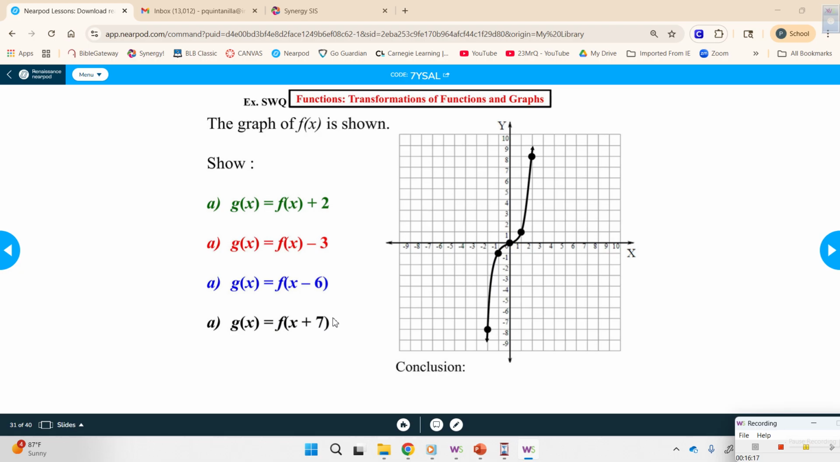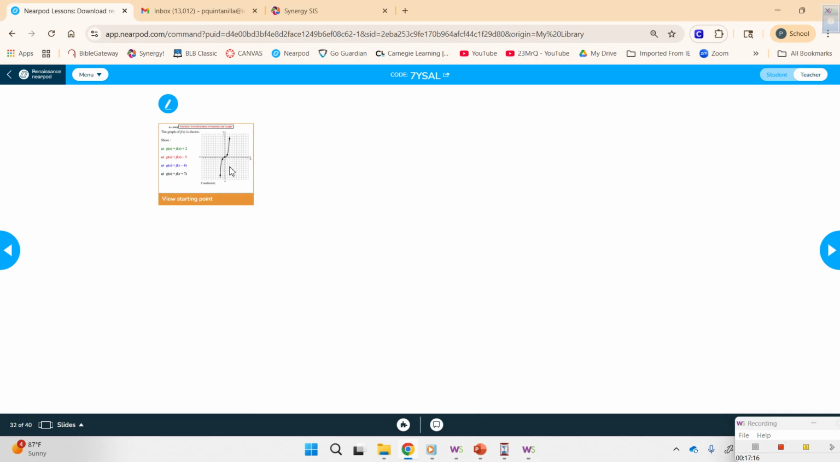So before you show me on the screen, talk it over with your neighbor, let them know what's going to happen to each of those transformations. What's going to happen to each of those? All right, on your screen, graph all 4 different ones on the screen, not on paper, on the screen. Go.